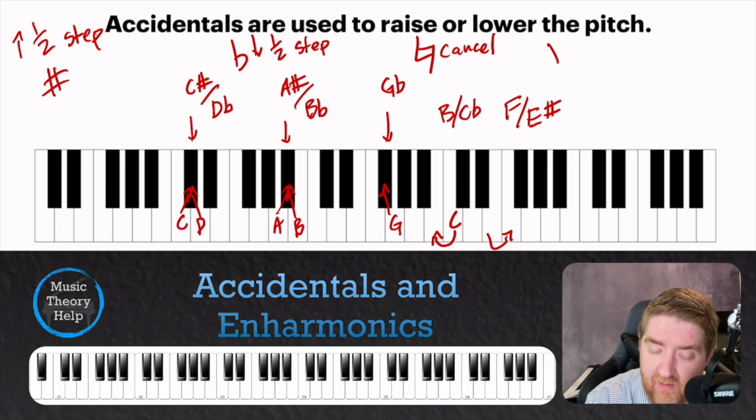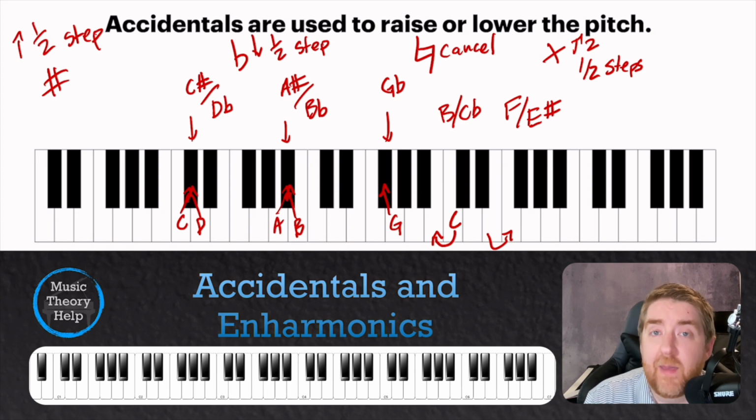Those are the three main accidentals that are used the most often, but we have two more. This is a double sharp. It looks like an X. It is used to raise the pitch 2 half steps. This is also known as a whole step or a whole tone.